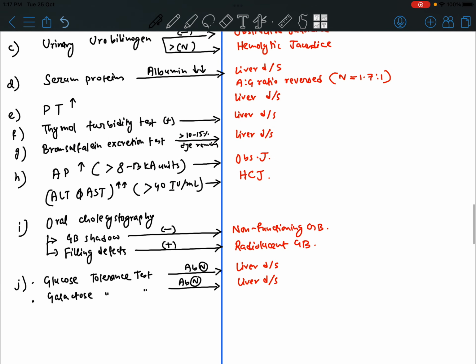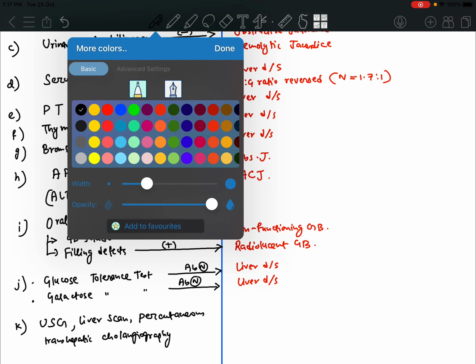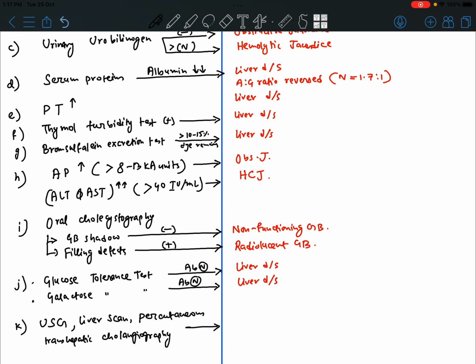Let's talk about some few tests here and there. Ultrasonography of liver and gallbladder, liver scan, then percutaneous transhepatic cholangiography, some funky names. These are also used to assess liver function.